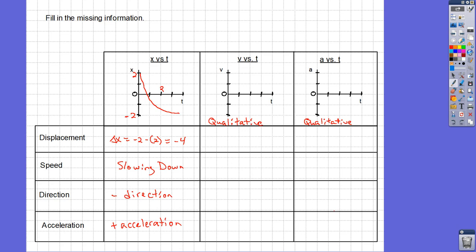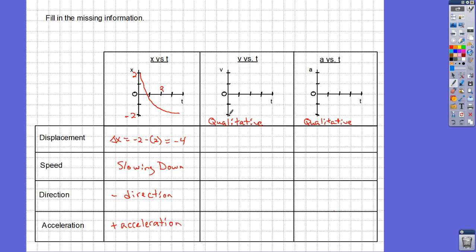So in this one I gave you a position versus time graph that's a curve, and so when it comes to the velocity and acceleration we can do them qualitatively, meaning that the numbers here really don't matter. We're looking for the general shape. So if we look at this displacement, we want a velocity graph, it should have negative displacement. It is traveling in the negative direction and is slowing down. Okay, so negative direction, slowing down.